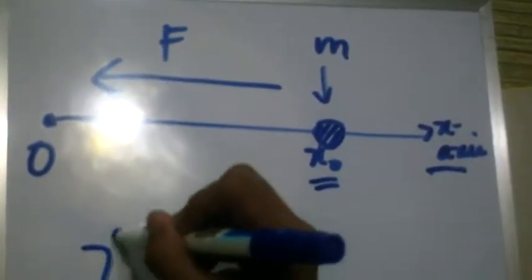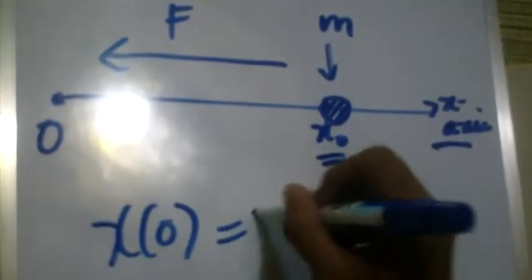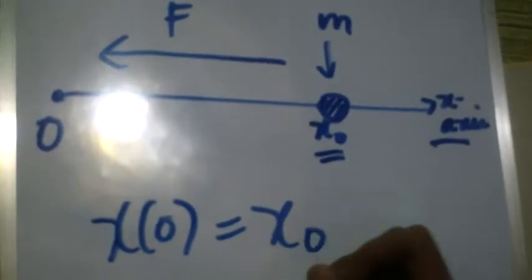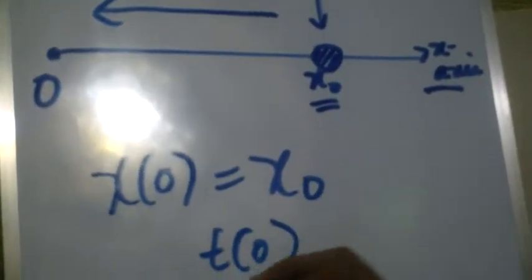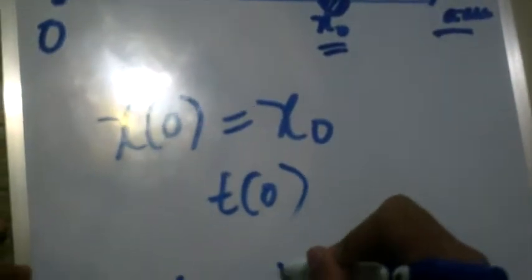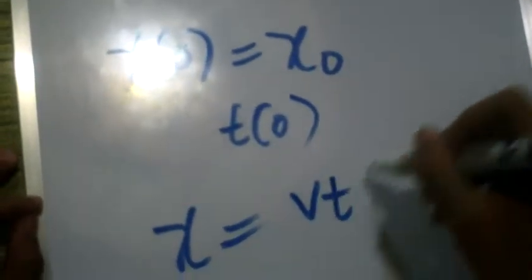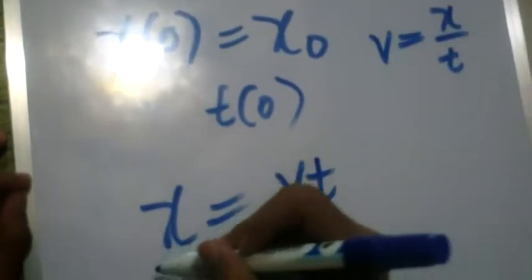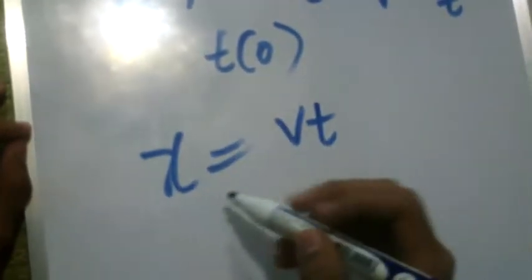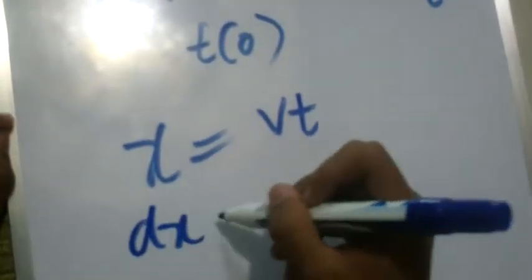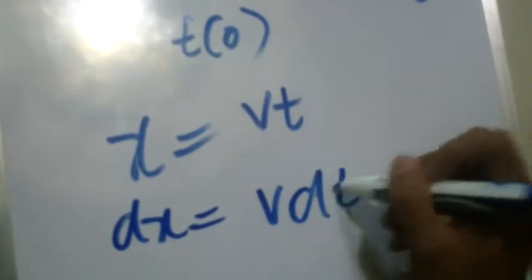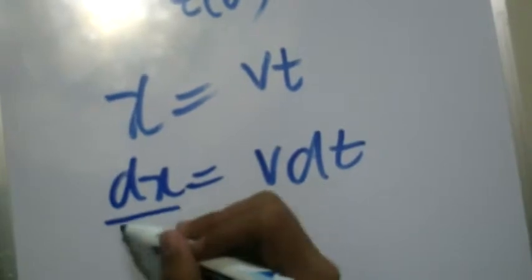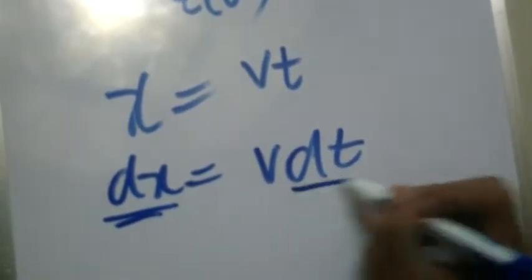So x at 0 is equal to x sub o. This is at time t equals 0. So x is equal to v times t because velocity is equal to distance over time. And so we have this equation. So dx is equal to v dt, because distance changes according to time.